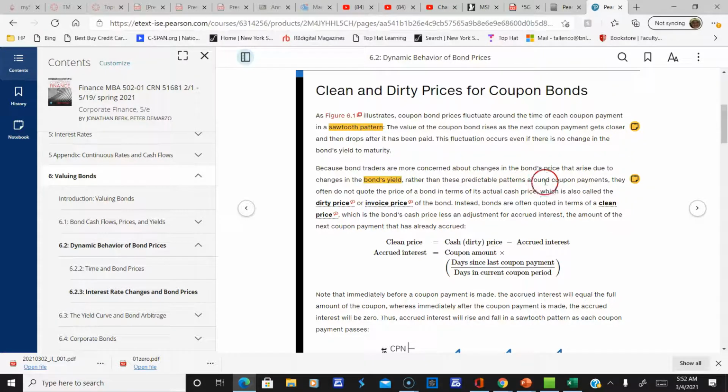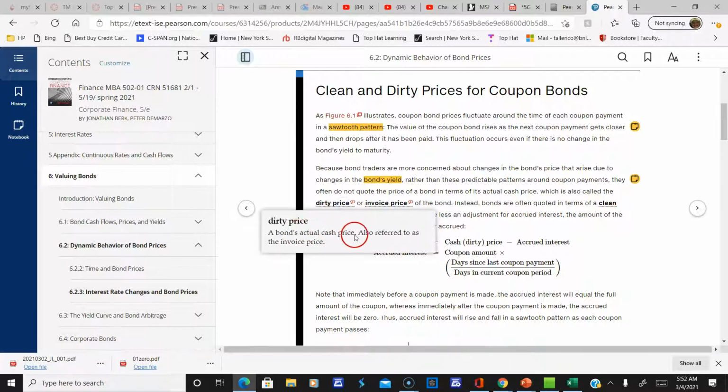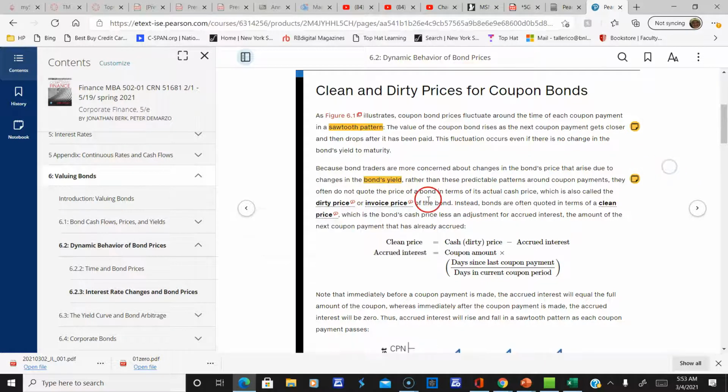Rather than these predictable patterns around coupon payments, they often do not quote the price of a bond in terms of its actual cash price, which is also called the dirty price. So the actual cash price is called the dirty price. A bond's actual cash price also refers to as the invoice price, okay? So there's two names for that. Instead, bonds are often quoted in terms of a clean price.